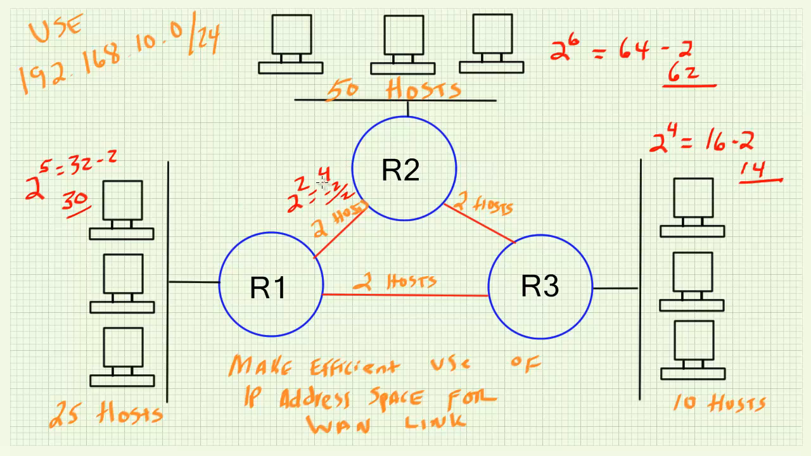So as we go through the values with 2 host bits with 4 possible values, the first value would be 0, which is our network ID.